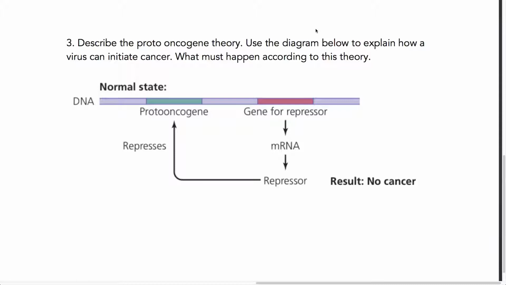Okay. So what is the proto-oncogene theory? What's the postulate? What does it suggest? Viruses promote, but a little bit more macro than that, a little bit more overall. What does this tell us? What does the theory tell us or suggest? Viruses do what? Cause cancer. Viruses can be a cause of cancer. Okay. How does this work? How does the proto-oncogene theorem work?